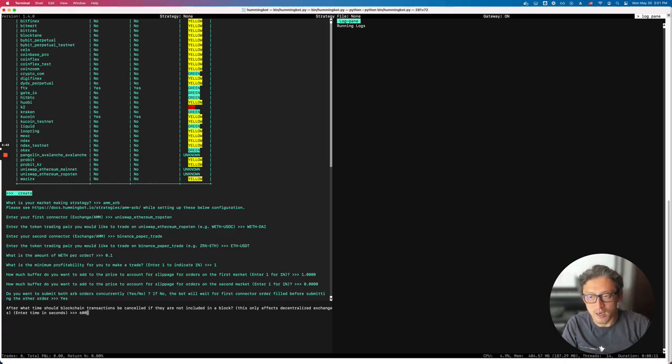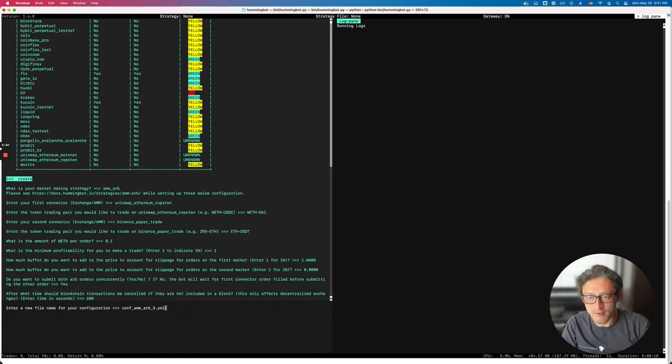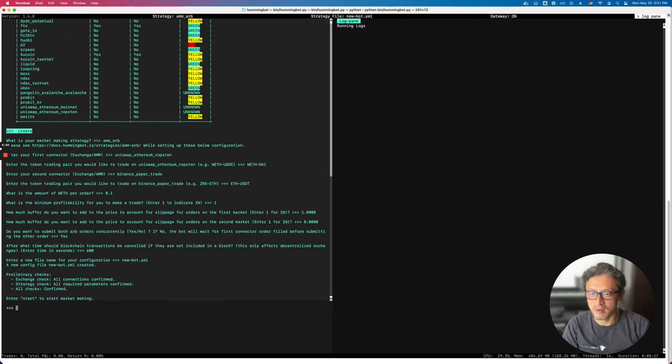And finally, at what time should transactions be canceled if they're not included in a block? So let's go with 600 here. And finally, we can save our configuration under, let's see, new strat.